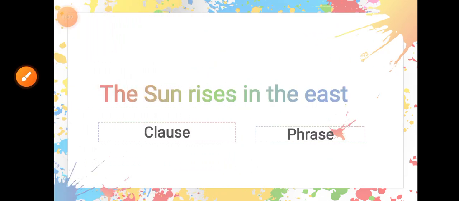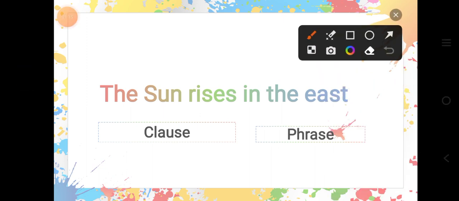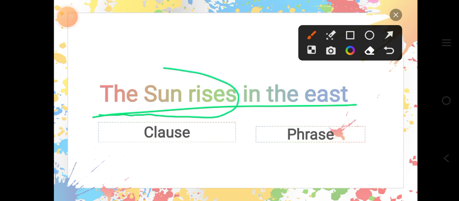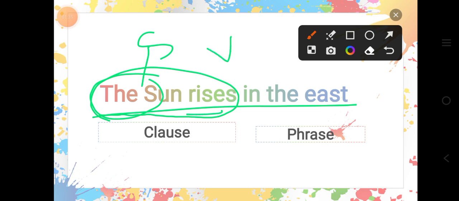Okay, we will see an example. Here you can see a sentence: the sun rises in the east. It's a complete sentence, right? But if you break down this sentence, we will come to know where a clause exists and where a phrase exists. If we break the sentence like this, the sun rises. Here, the sun is the subject, rises is the verb. It means in this group of words we have both subject and verb at a time. That is a clause.